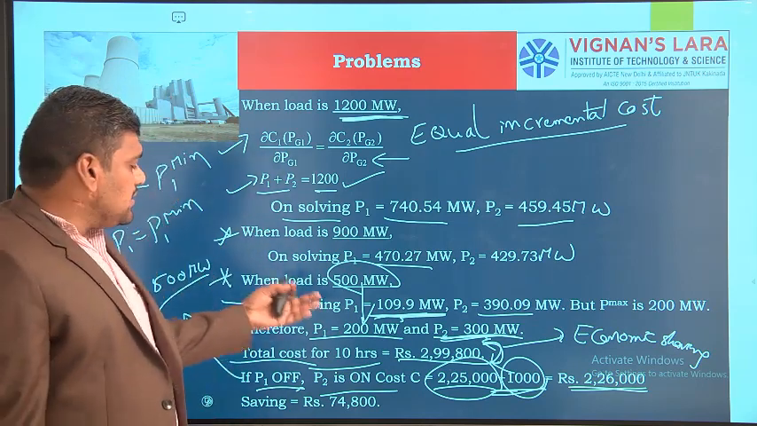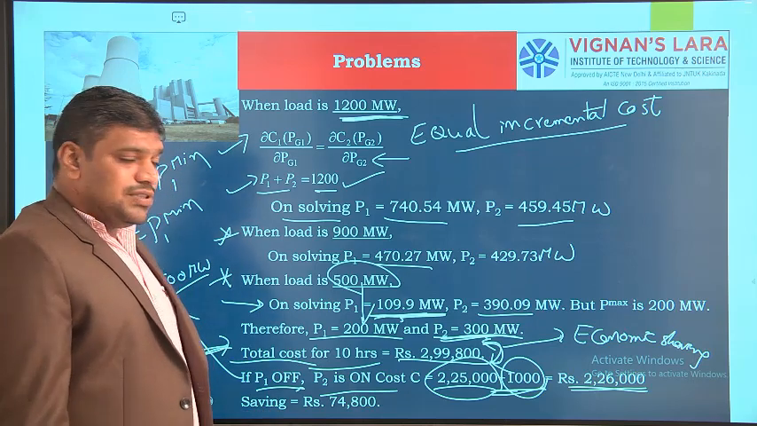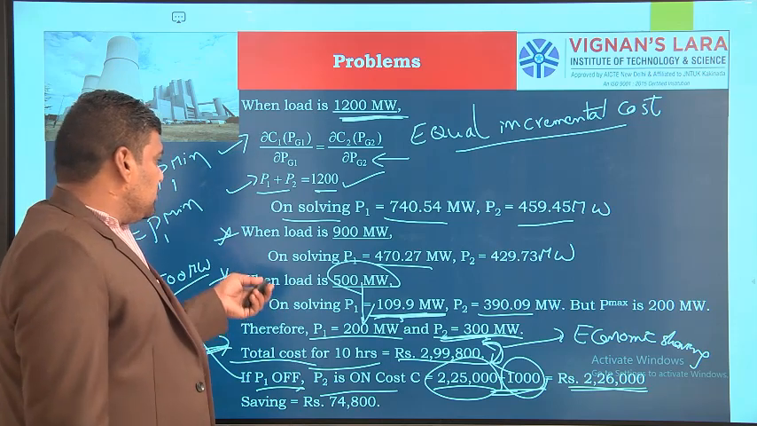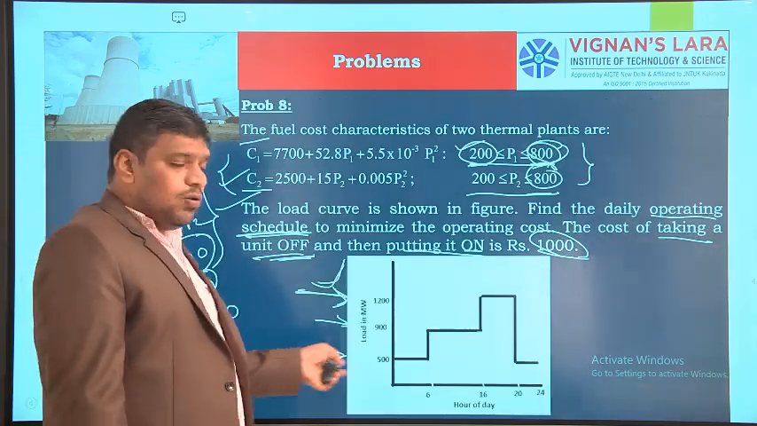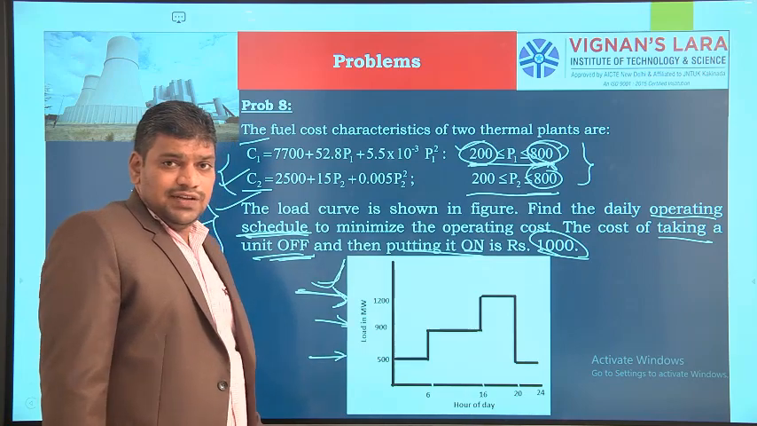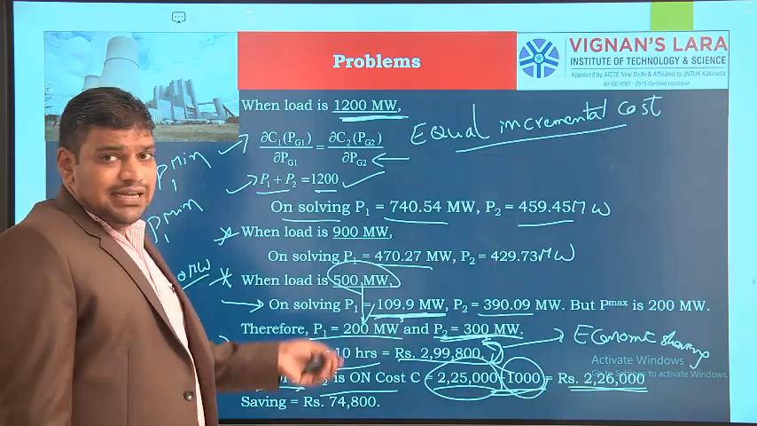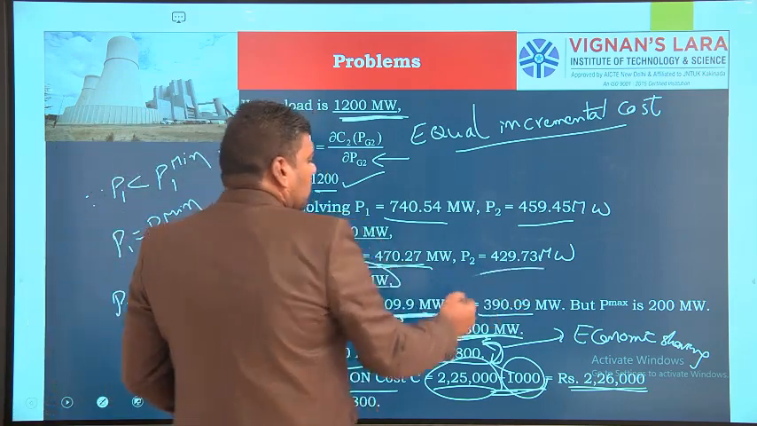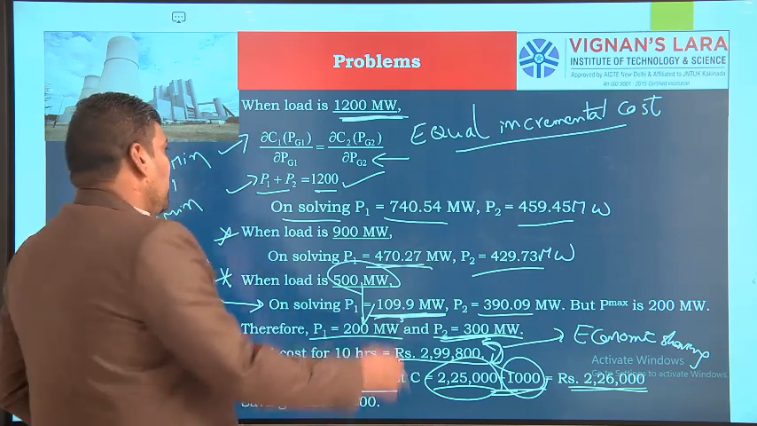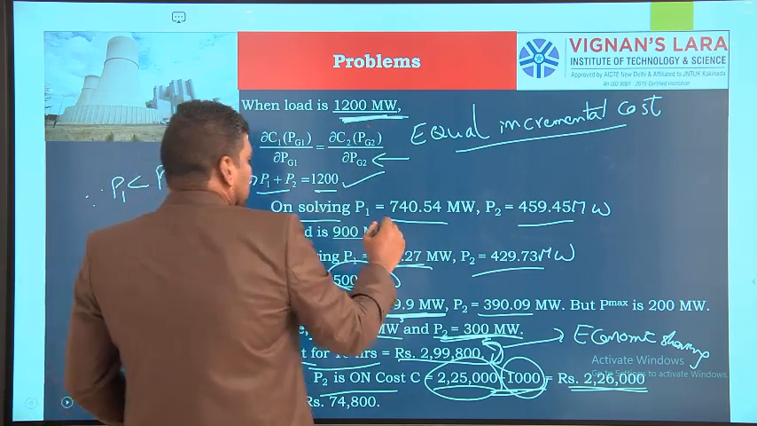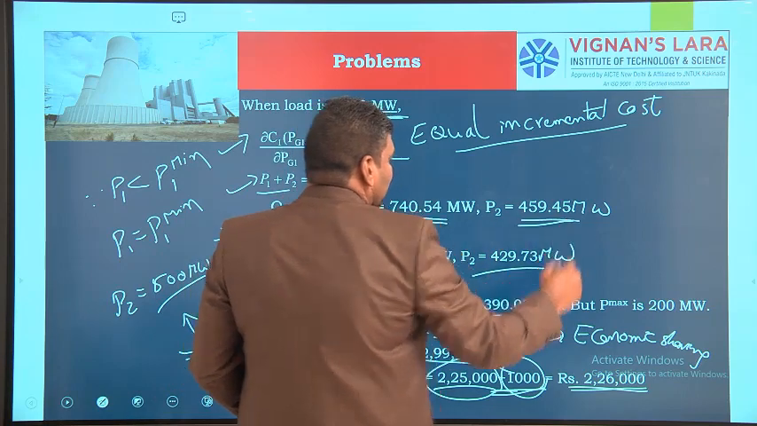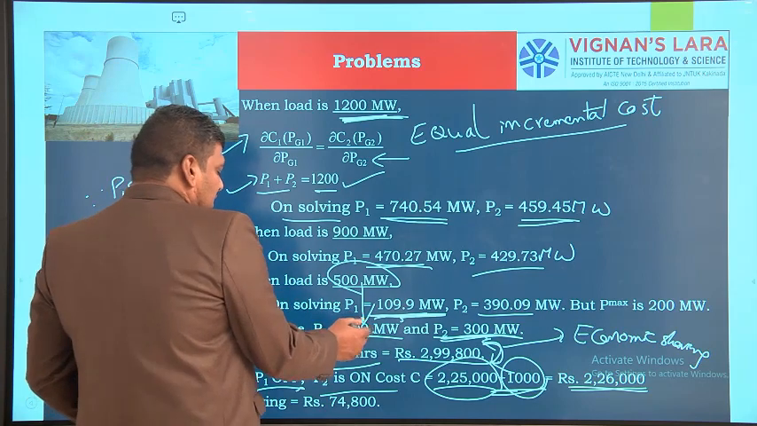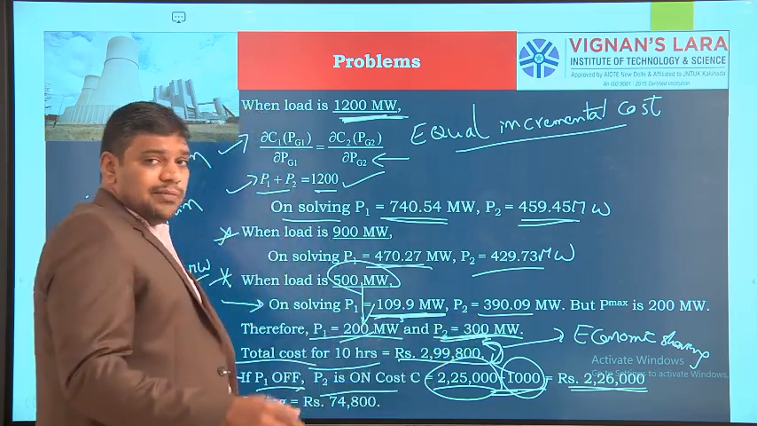Whichever is optimal, that we need to make use of. So this is the schedule you can prepare for a given load curve. For 900 megawatts, you can use P1 as 470.27 megawatts and P2 as 429.73. For a load of 1200 megawatts, P1 will be 740.54 and P2 459.45 megawatts. For a load of 500 megawatts, P1 will be 200 megawatts and P2 300 megawatts when the load is shared economically.